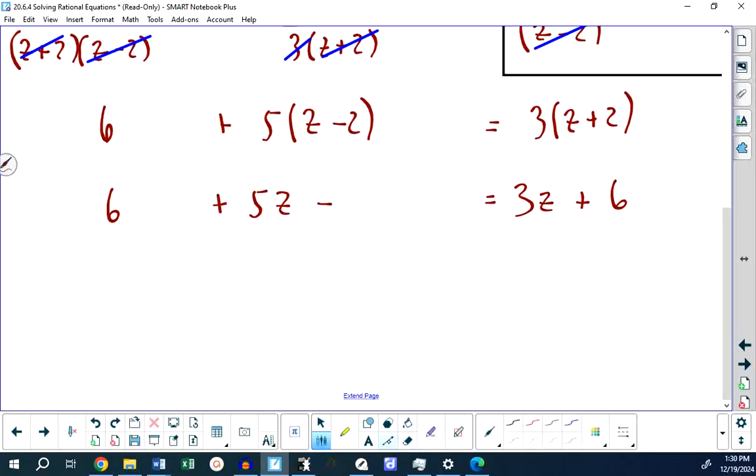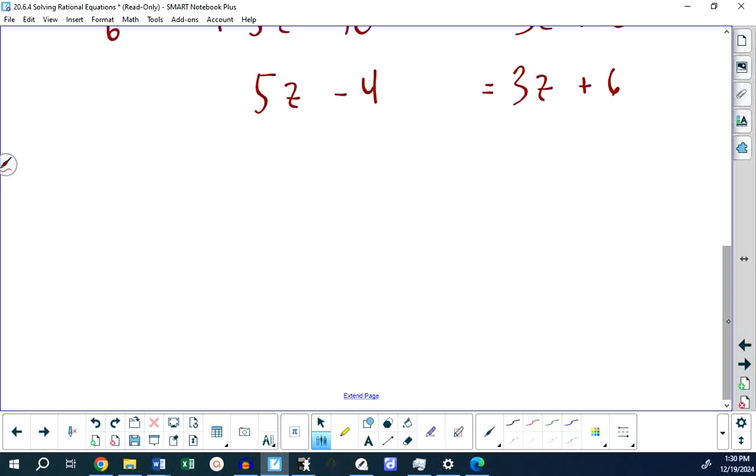This is where I screwed up. This is a 10. Thank you, Georgia. So 6 plus 5z minus 10 equals 3z plus 6. Well, we can clean it up a little bit more, I suppose. I don't quite frankly care how you get to the answer from here. I'm taking 6 minus 10, which is negative 4. That means if I add 4 to both sides, I get 10 here. If I take 3z away, I get 2z, which means z is equal to 5.